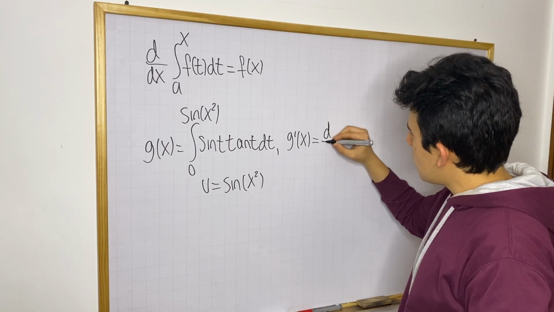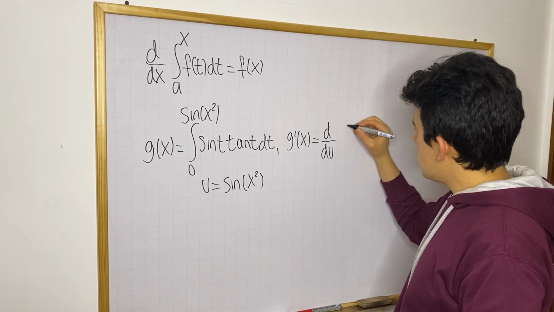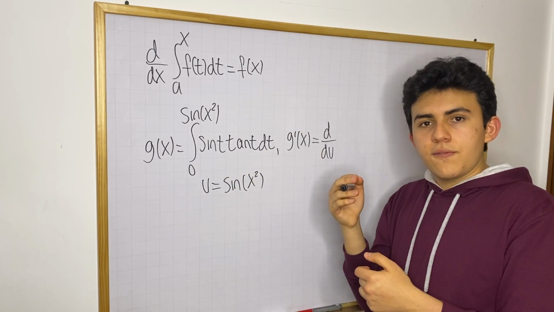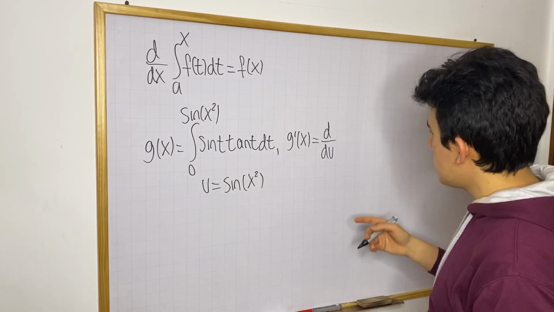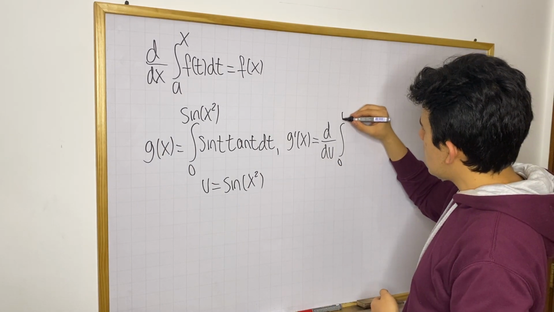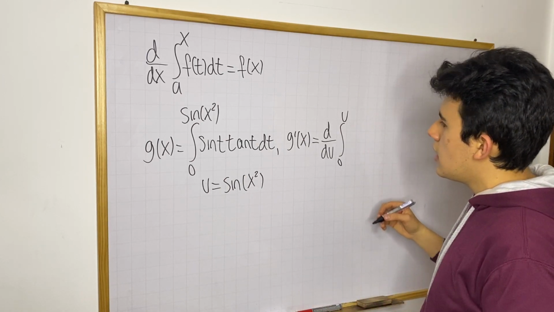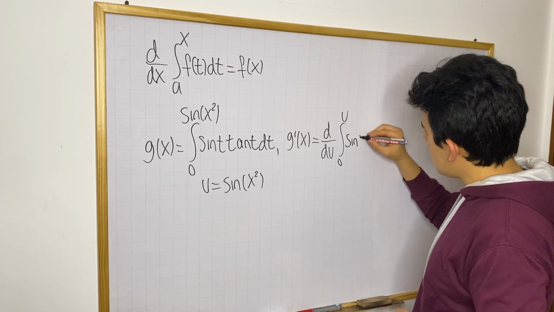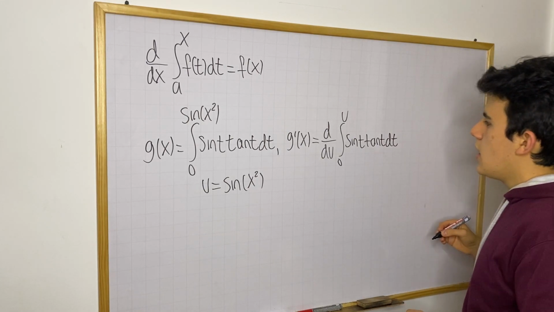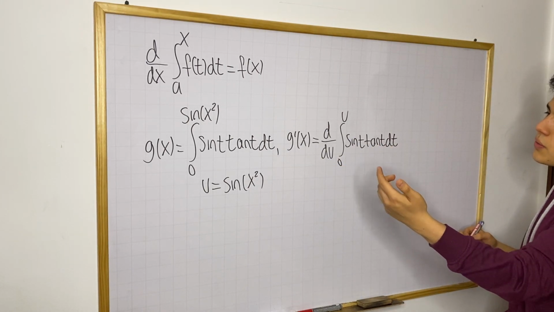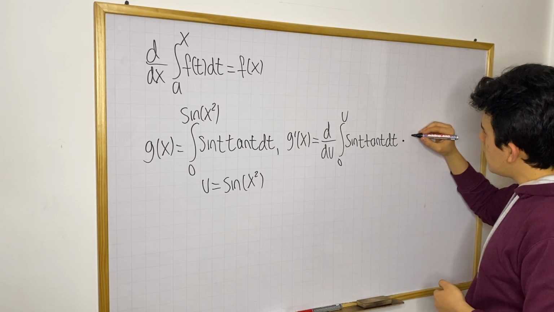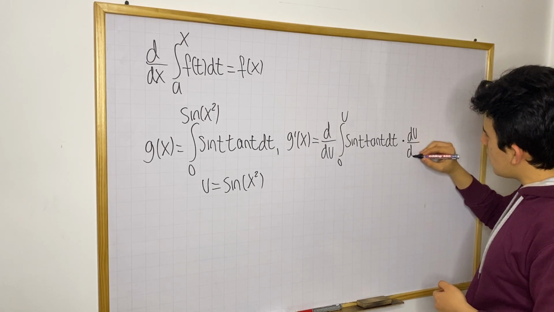So we can now compute g prime like this. We're going to take the derivative with respect to u first, because this is going to be the outside function. When we use the chain rule, remember we take the derivative of the outside function times the derivative of the inner function. So we have d over du of the integral from 0 all the way up to u, where u is sine of x squared, and the dummy function was sine of t times tangent of t dt. Now we multiply by the derivative of the inner function, which is du over dx.